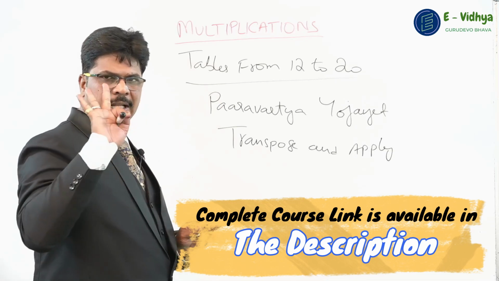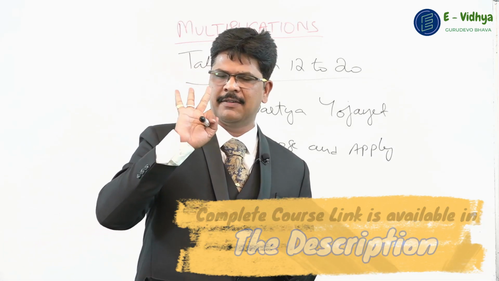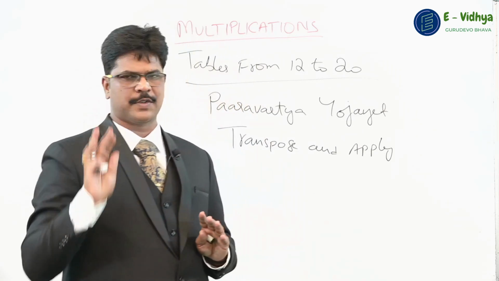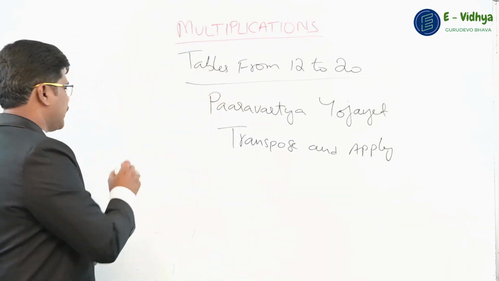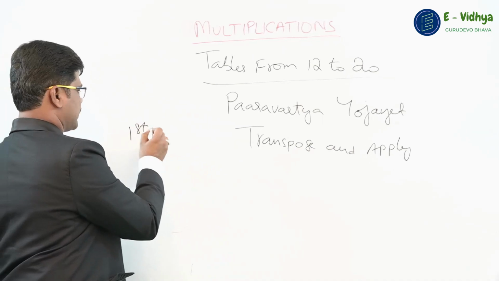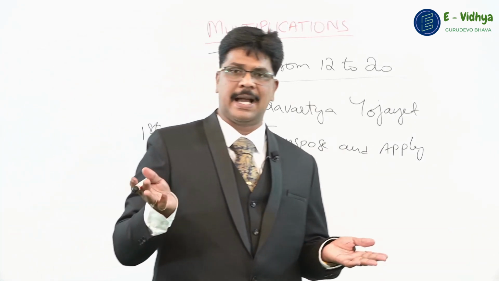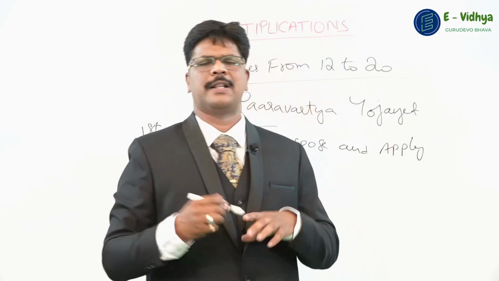Now you should know just 3 levels of additions. If you can finish off these 3 levels of additions, you can tell any table from 12 to 20 in a flash of a second. The first level of additions is something like this. It's called adding same tens. Now I'll just ask you some questions.